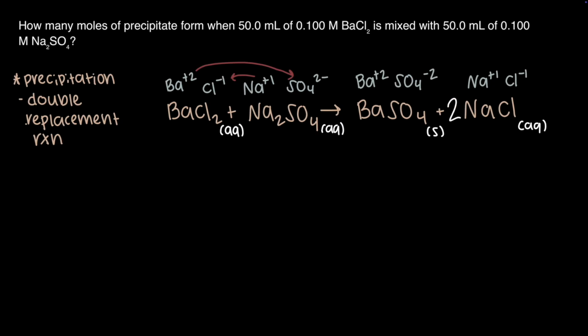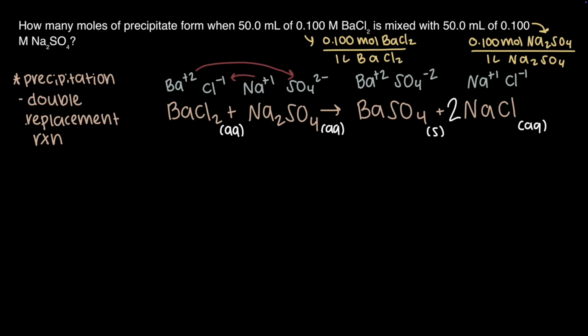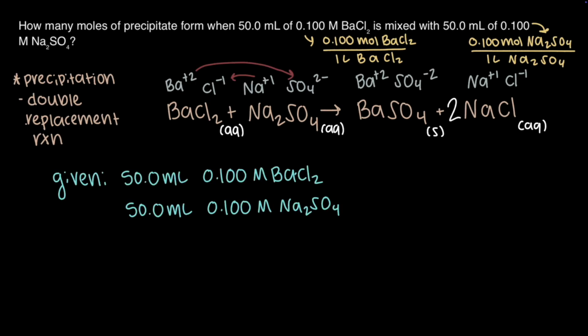Before starting the conversion, molarity is best written separately as moles per liter for each compound, so we can see what units we can cancel out. 0.1 molar BaCl2 will be 0.1 moles of BaCl2 for every 1 liter of BaCl2, and the same for Na₂SO₄. It is best to start with the compound we are given the most information for, but for this problem, we are given the same amount of information for both reactants.